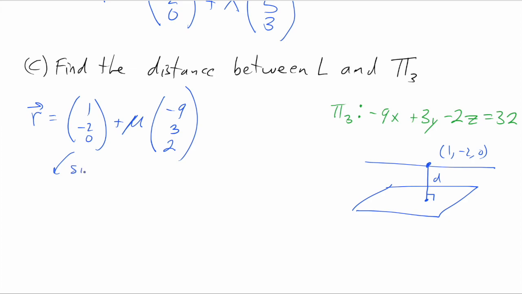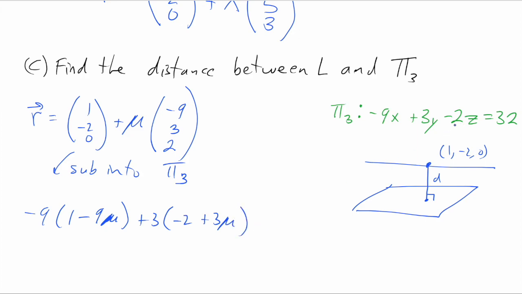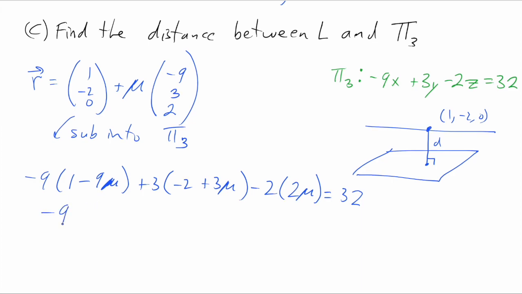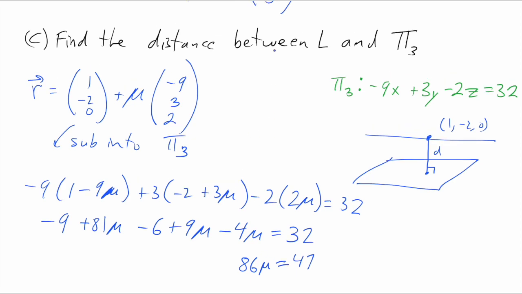So we can sub this into pi 3. So we have negative 9 times 1 minus 9 mu, plus 3 times negative 2 plus 3 mu, and minus 2 times 2 mu equals 32, and then we'll solve for mu here. So we have negative 9 plus 81 mu minus 6 plus 9 mu minus 4 mu equals 32, and we get negative 15 here. Bring that to the other side. We'll add 15 and we'll get 47. And then adding together the mu's, this will be 5 mu plus that is 86 mu equals 47.